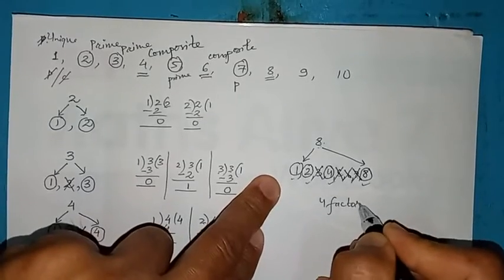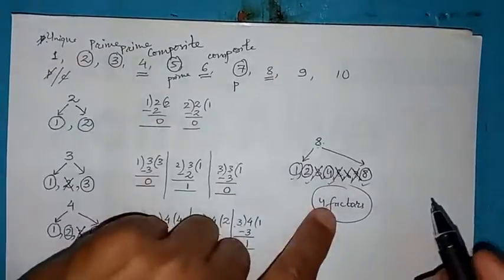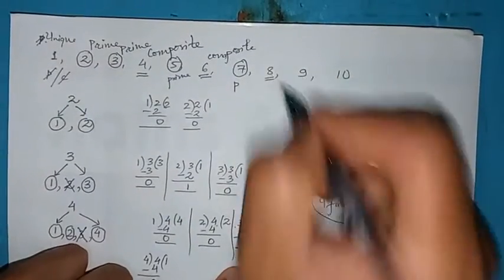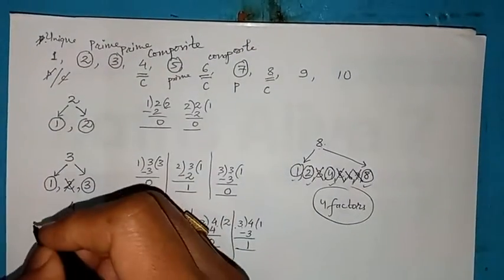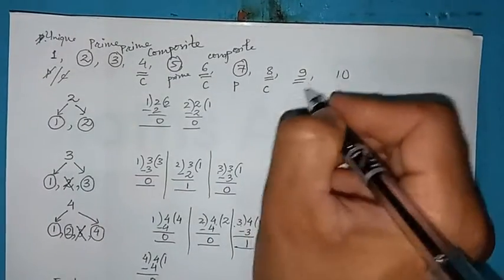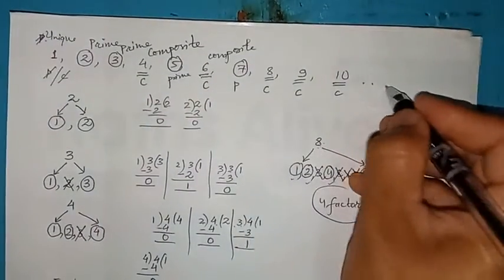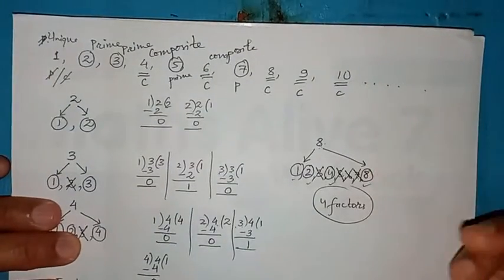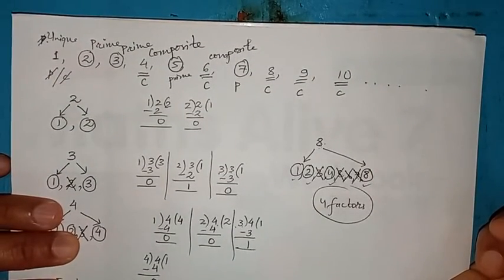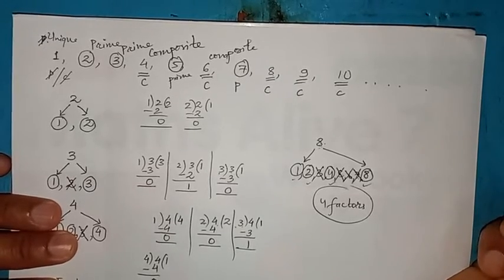So any natural number which has more than two factors is called a composite number. That's why 8 is a composite number. These are all composite numbers. So 9 also comes out to be a composite number, 10 also. In this way, if you keep on trying, you can find out for any natural number whether it's prime or composite. So I hope you have understood now how to identify prime numbers and composite numbers.